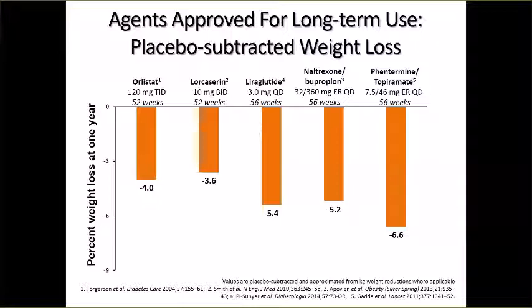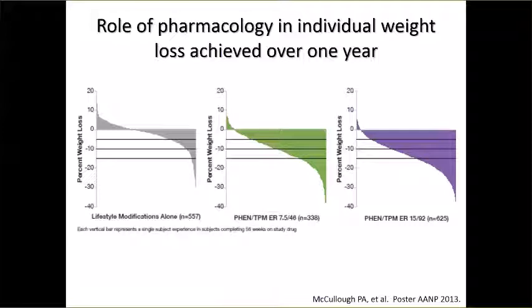Lorcaserin and orlistat are a little less potent. This is the placebo-subtracted weight loss. So I think it's actually easier to understand what pharmacology is doing based on this slide here. If you look at lifestyle in a study of 550 individuals and you map out each of their individual weight loss, you'll see a very typical average weight loss of about 5%. Almost all lifestyle modification studies get that result on average. There's a bunch of people who gain weight and there's very few that lose a substantial amount of weight.